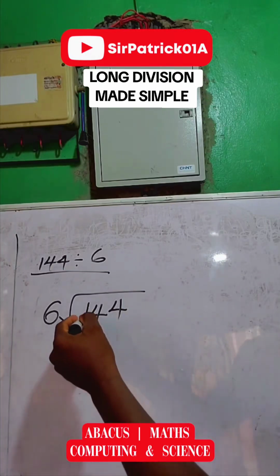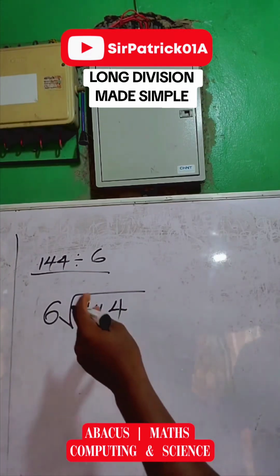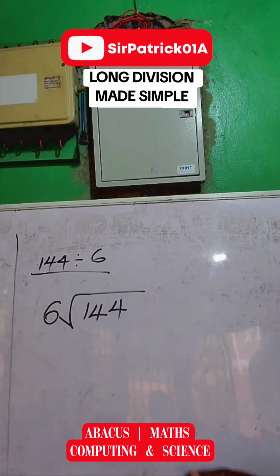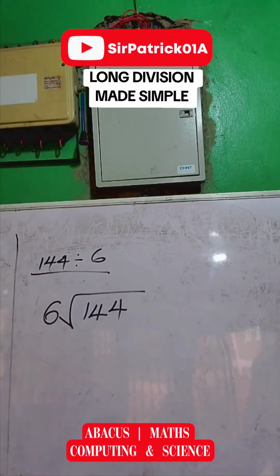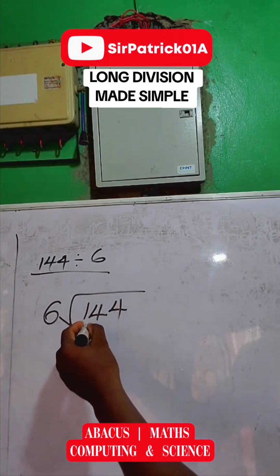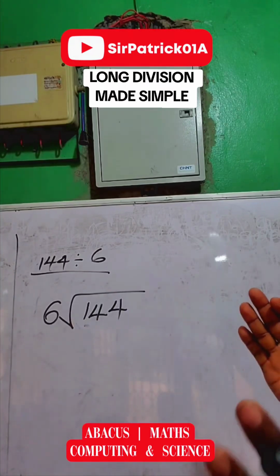You understand? So when you check how many times 6 will go into 14, you do your 6 times table: 6 times 1 is 6, 6 times 2 is 12, 6 times 3 is 18. You realize that 6 times 3 is 18, and 18 is bigger than 14. So we cannot use 6 times 3.